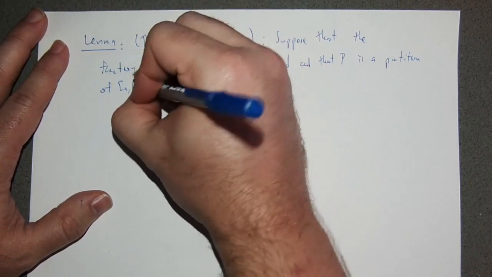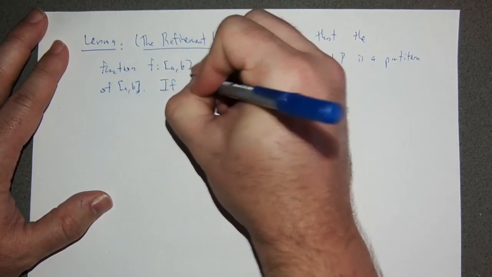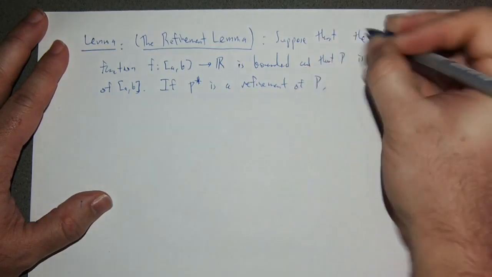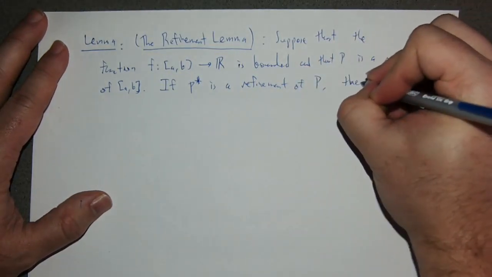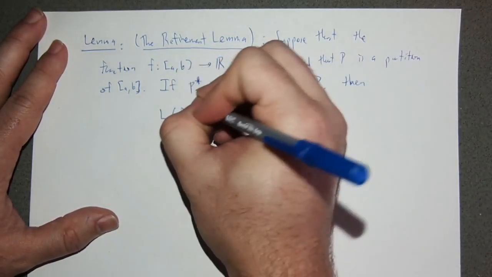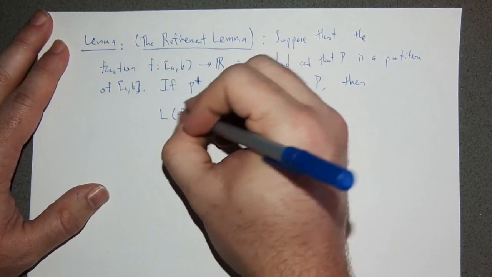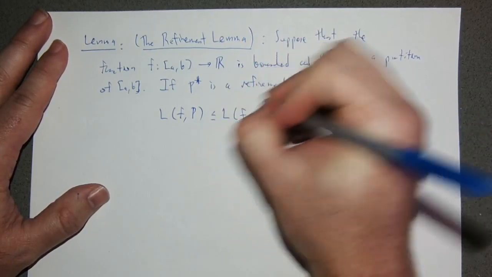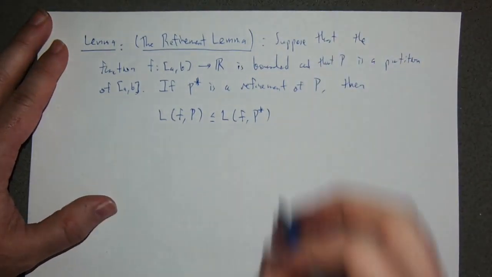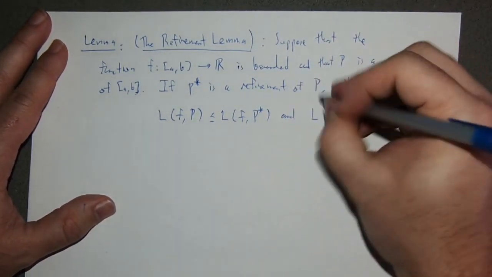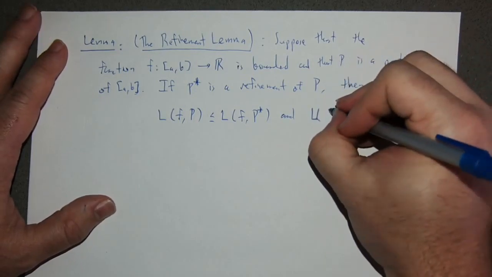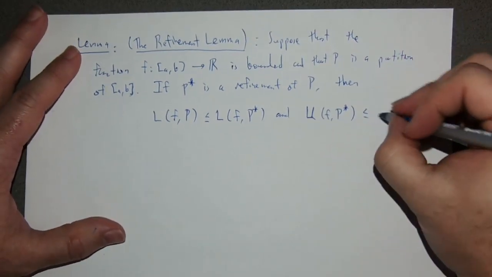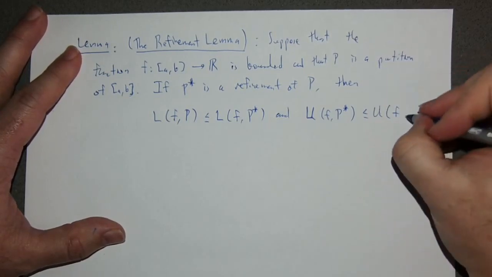Or maybe I should state it like this. So if P star is a refinement of P, then the lower Darboux sum of f relative to the partition P is less than or equal to the lower Darboux sum of f relative to the refinement P star. And the upper Darboux sum of f relative to the partition P star is less than or equal to the upper Darboux sum of f relative to the partition P.